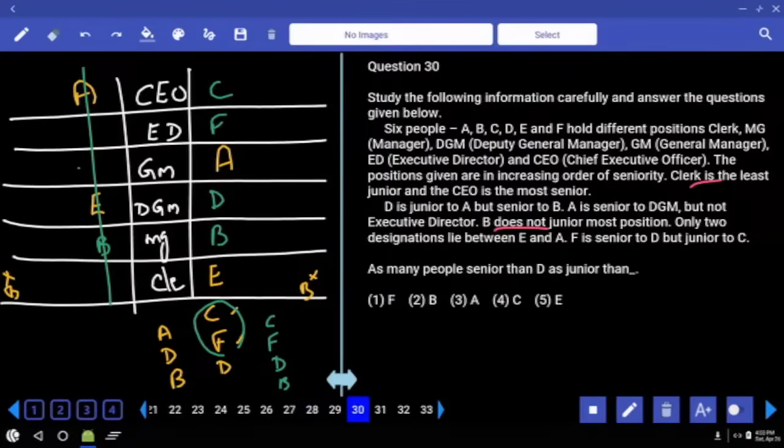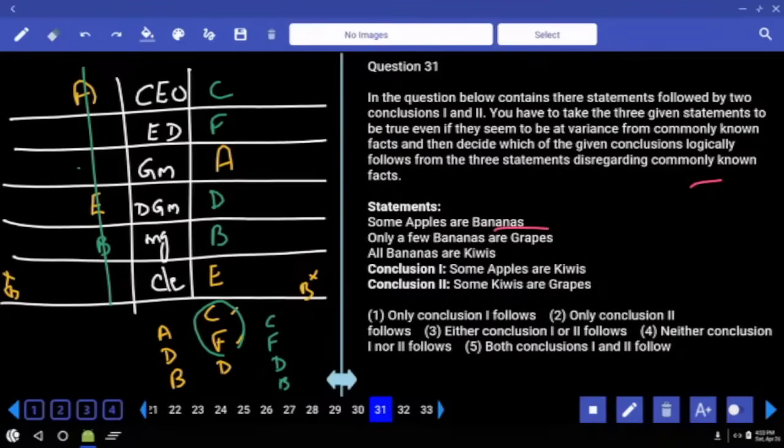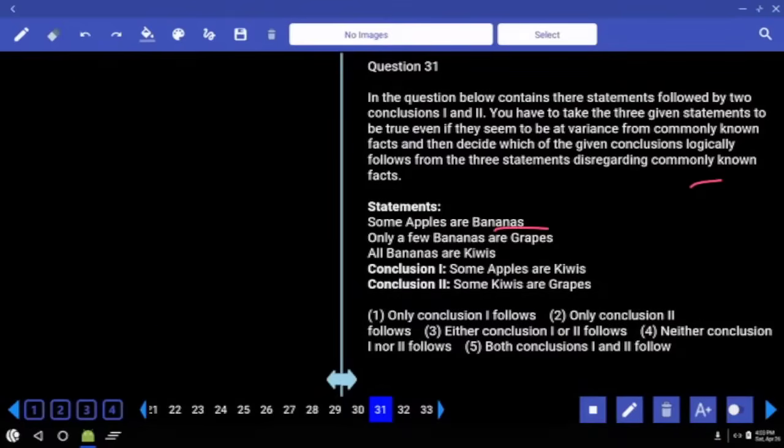Not 27 to 30. Then 31 onwards. Now 31 onwards, first or the second priority? And definitely under the first priority, question number 31. How many questions? 3 questions. Then 31 to 33.